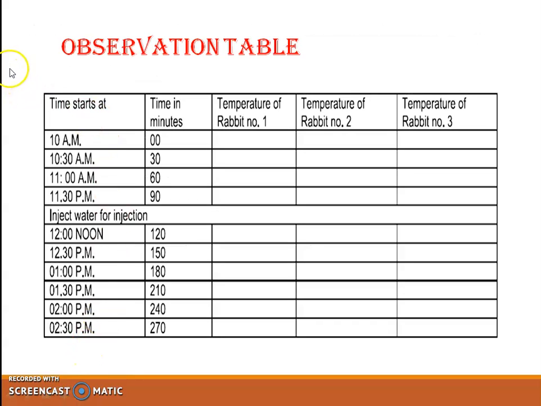Then, this is the way you prepare the observation table. Time starts from morning 10 am, 10:30, 11, 11:30, that is at intervals of half an hour. Then time in minutes, that is 0, 30, 60, 90, 120. Then we are going to measure the temperature of each rabbit which we have taken for the performance of the test. So first we are taking rabbits 1, 2 and 3. We will record all the temperatures which we get in the observation table.